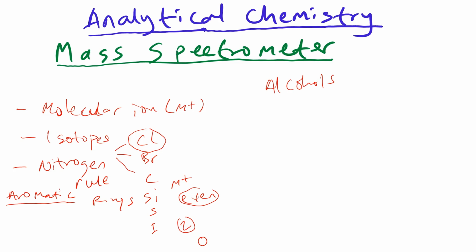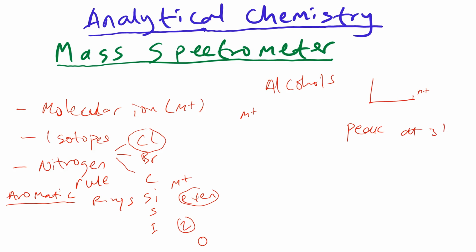Now, alcohols usually have a small molecular ion. Their M+ is usually small, and sometimes they are undetected. If the alcohols are tertiary alcohols, they usually show a prominent peak at 31. That is due to the presence of the OH.